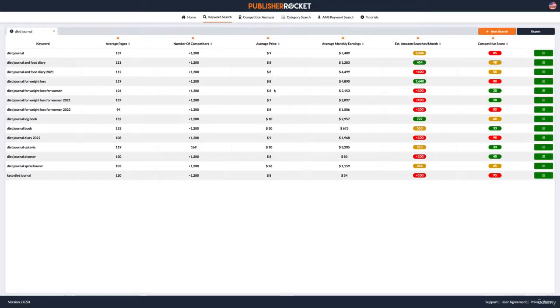We can look at these prices and pretty much say, all right, I'm going to make my book a bit more or a bit less expensive, or I'm going to make it even in some cases a bit more expensive if I'm actually offering something of higher value. Then over here to the right, we can see the average monthly earnings. So these are the earnings in that niche.